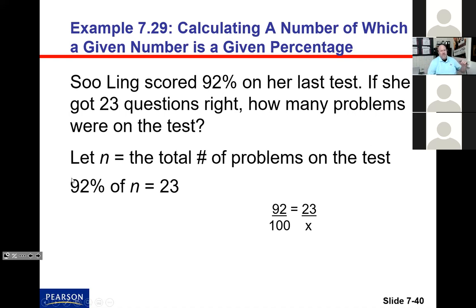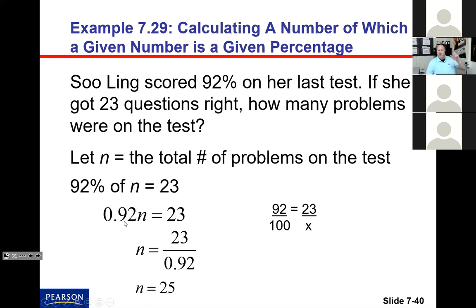Okay, so then you convert 92% to a decimal. So that would be 0.92n equals 23. And then how do you get rid of the 0.92? You divide both sides by it and you end up with 25. Okay. So there were 25 questions on the test. She got 23 of them correct. She ended up with 92%. 25 questions, she got 23 right. Now, the way Eric was talking about is you could set it up as a proportion and it might make more sense to you.